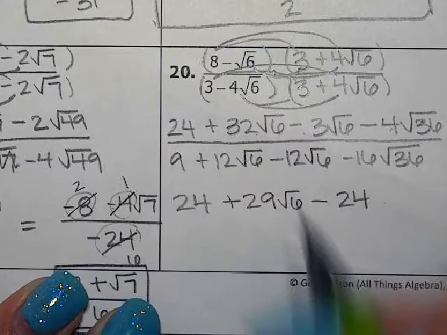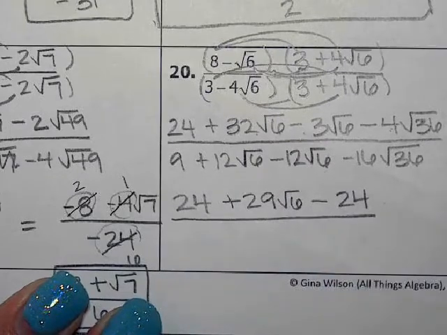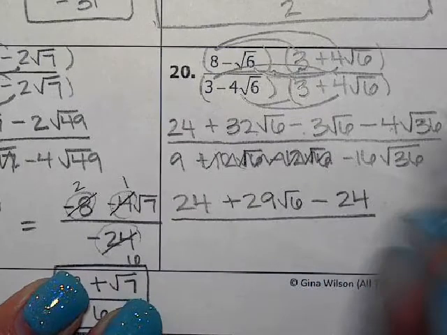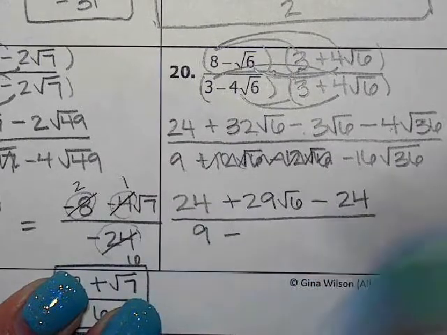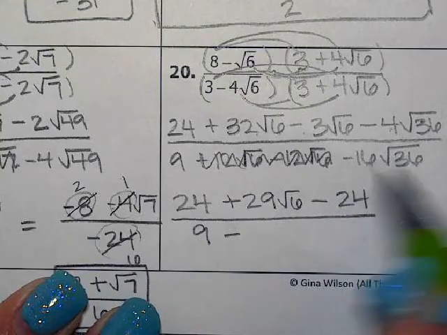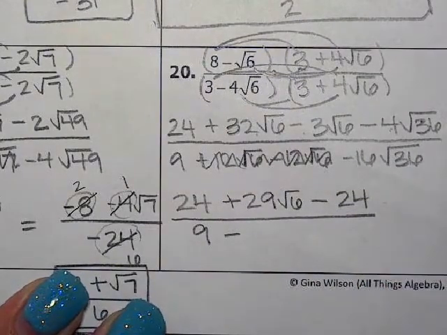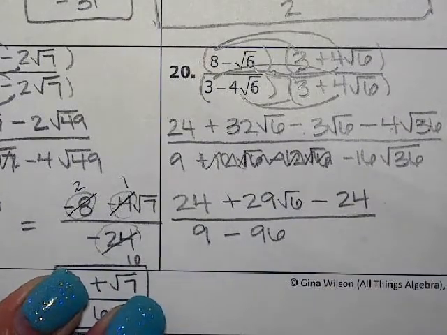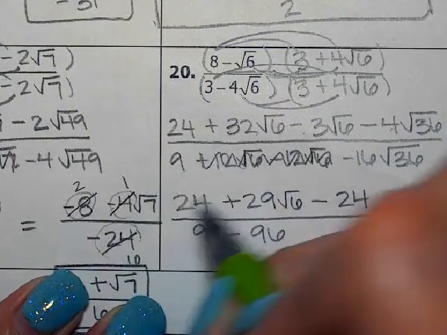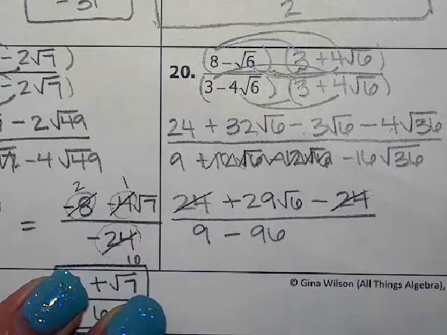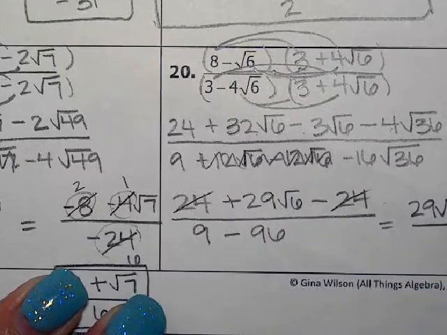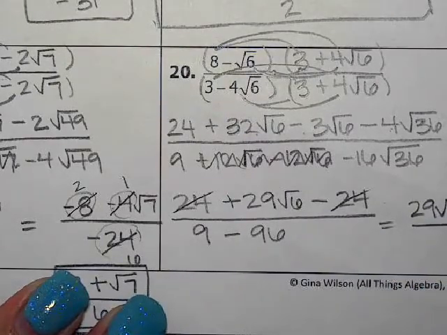Okay, these two terms cancel out. So we got 9 minus 16 times 6. Minus 96. Okay. So the 24 and the 24 just cancel out. Nine minus 96 is -87.